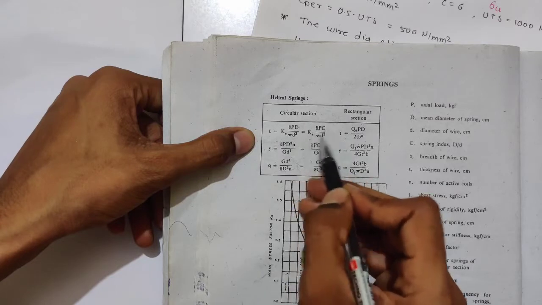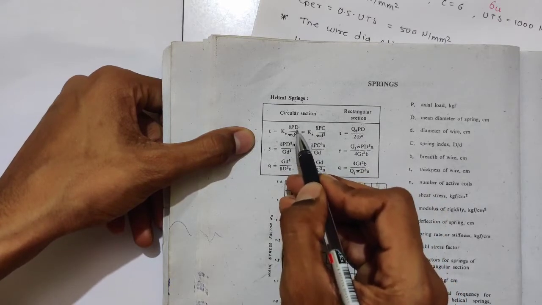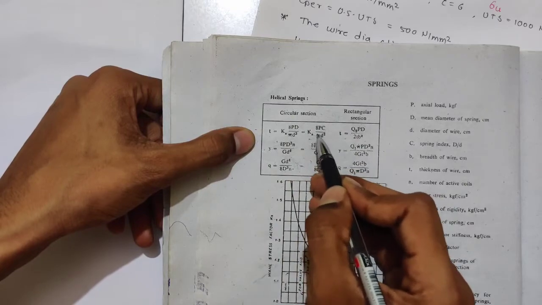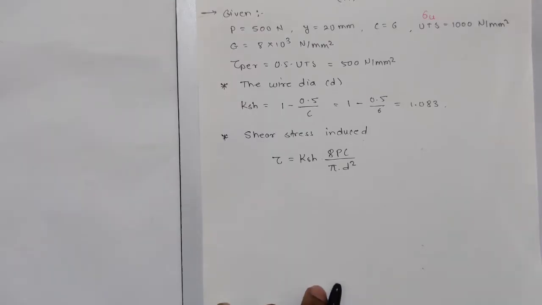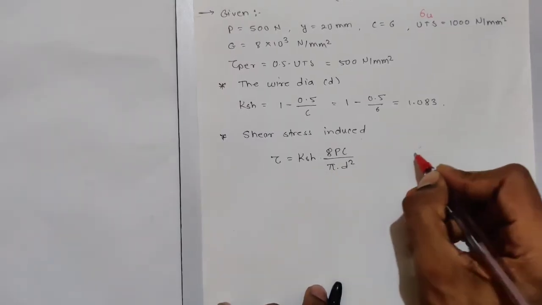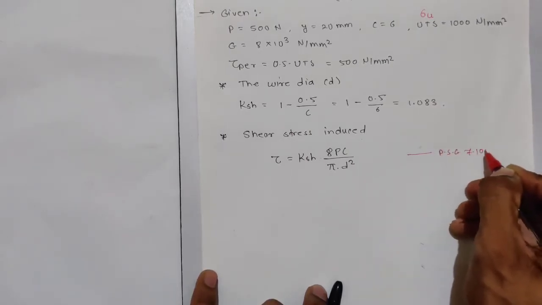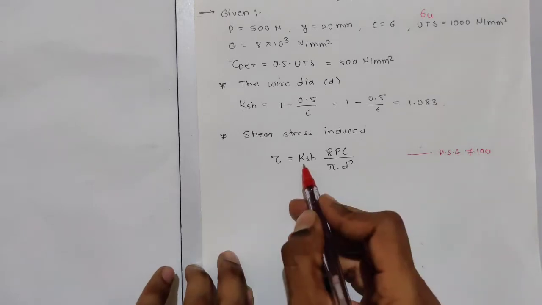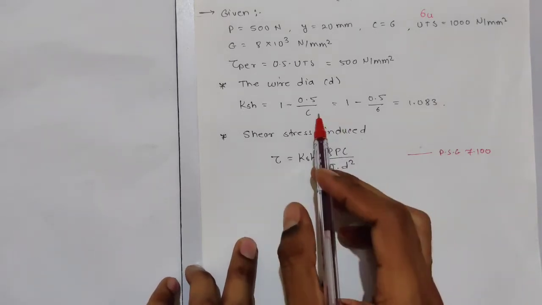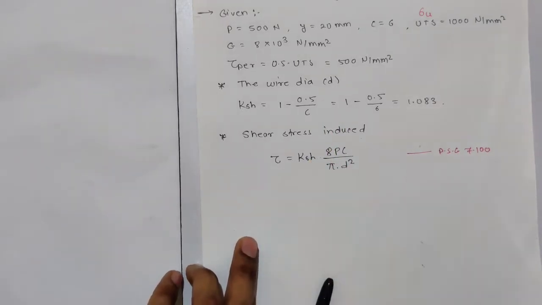Alright, go for this formula because here D is unknown. If you know the D, then you can go for the other formula. So we'll go for this formula. I use this formula from PSG 7.100. Here it is written KS, but we are using the static approach, that's why we are using KSH.